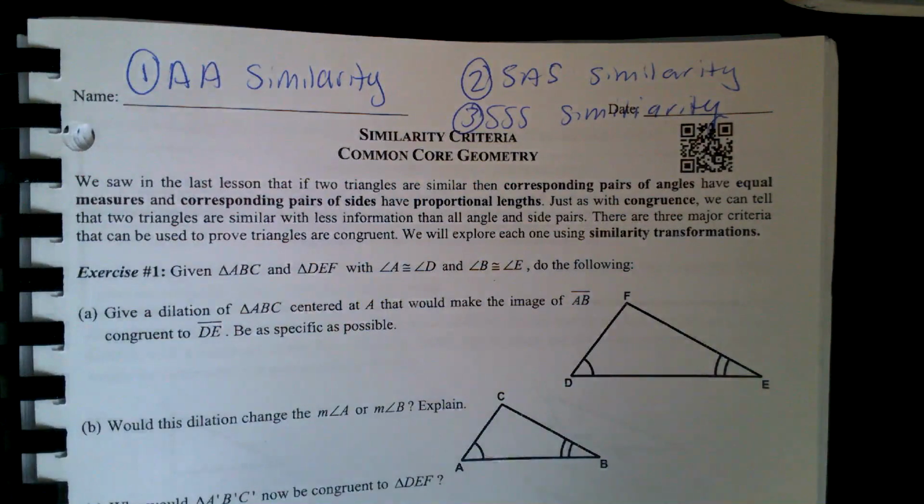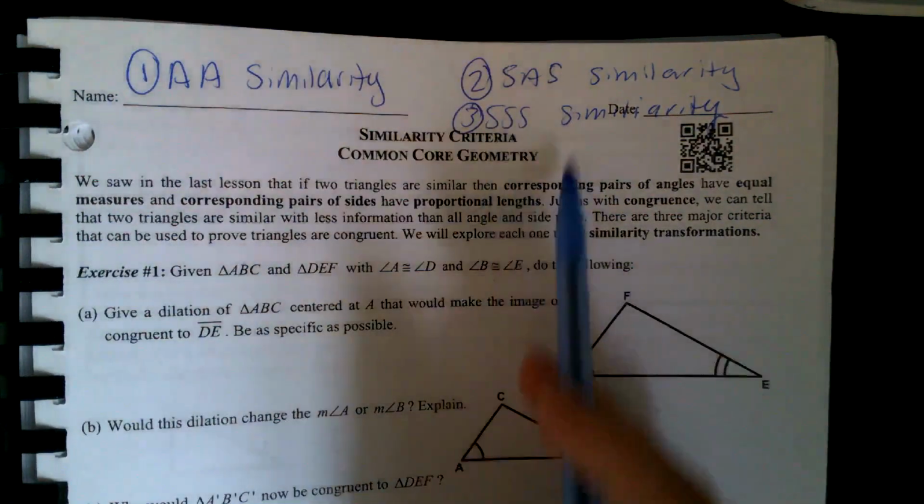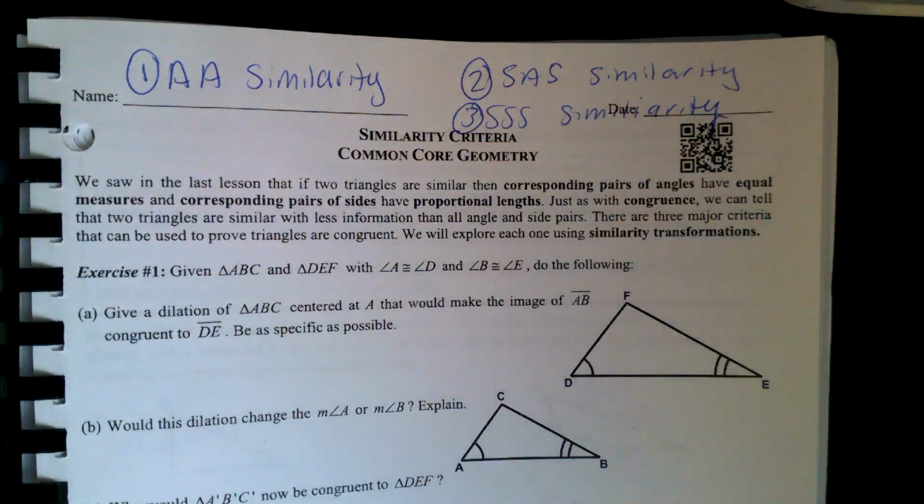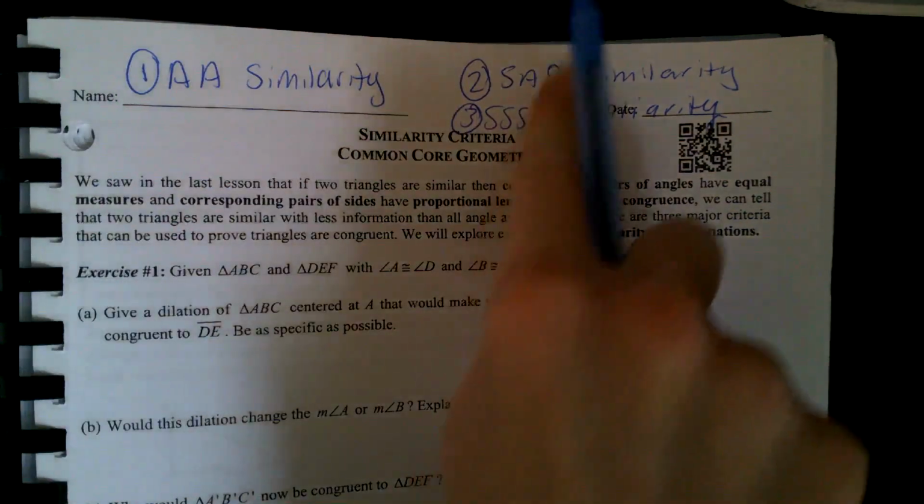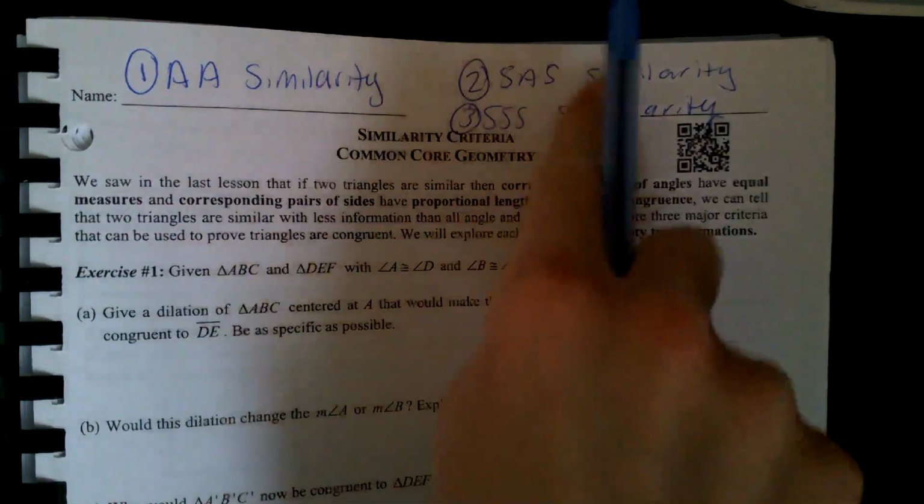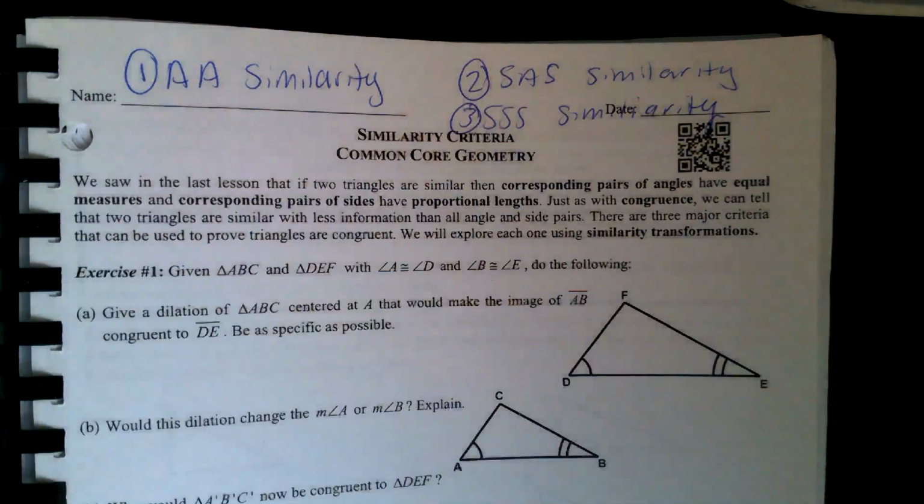Now, you're probably thinking side angle side, side side side. That's two of our theorems that we use to prove two triangles congruent. Yes, it is. These two, the similarity side angle side and the side side side, are not quite the same as side angle side congruence and side side side congruence, but we're going to talk about them. They're similar, but they're a little different. We're going to talk about them.